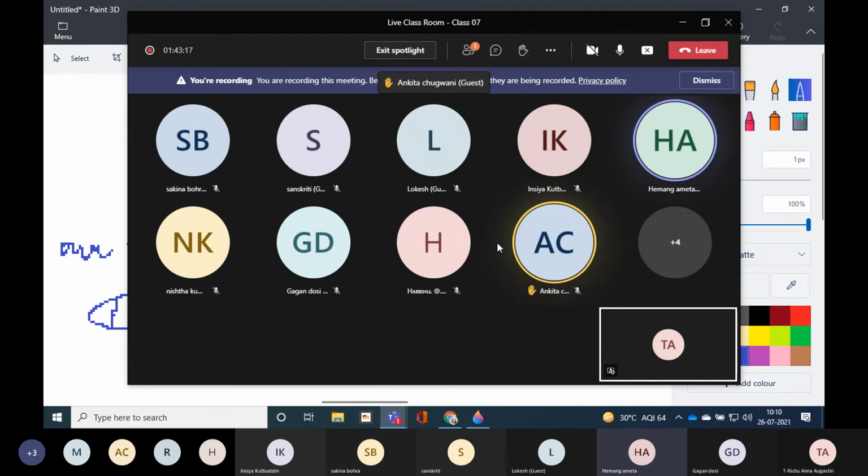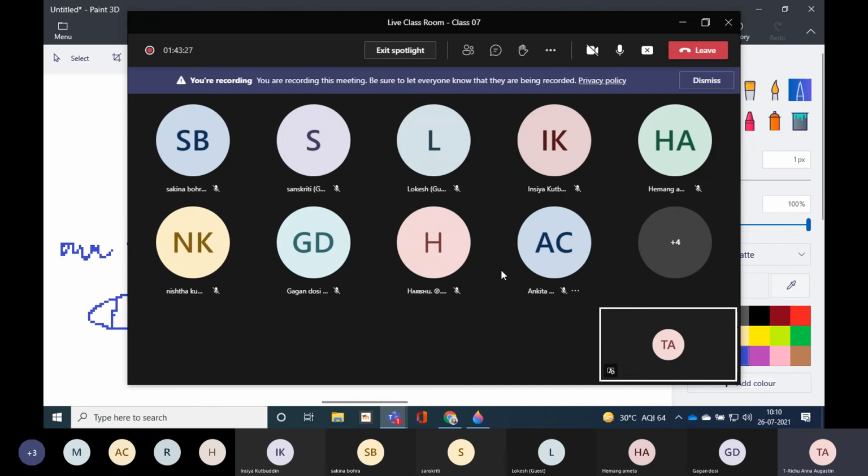Ma'am, which muscles are in the ear? In the ear we have cartilages. In the previous topic, we learned about cartilages. Cartilages are present in ears, not muscles. These are flexible things which are present in the ear and tip of the nose.